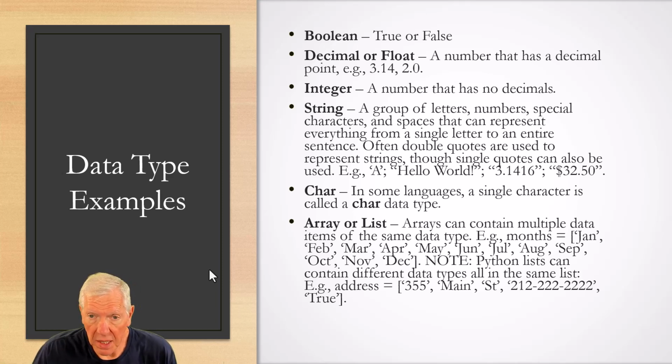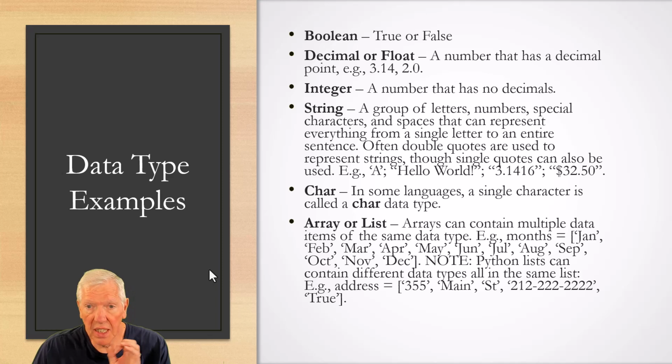Now, C and C++ have a special data type called a char. It stands for character. So just up above there where I have the string tick, cap A, tick, that would be a char inside C and C++. What you're doing is you're saying, hey, I have a single character, but it can be a number, it could be a space, it could be a special character.